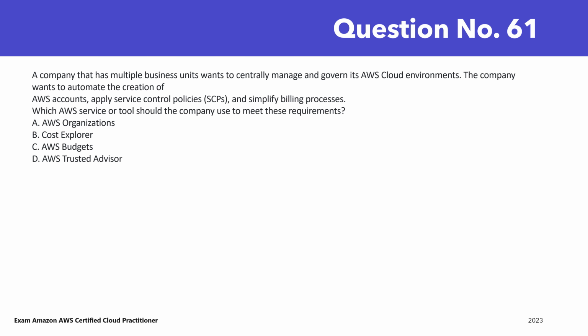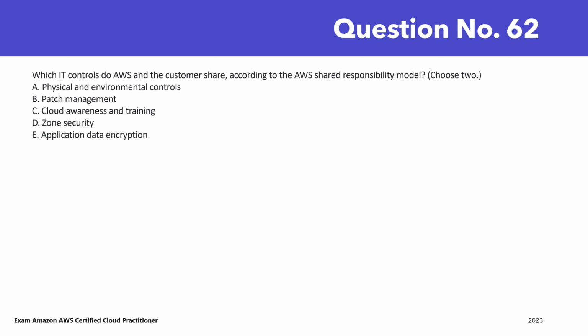A company that has multiple business units wants to centrally manage and govern its AWS cloud environments. The company wants to automate the creation of AWS accounts, apply service control policies, SCPs, and simplify billing processes. Which AWS service or tool should the company use to meet these requirements? A. AWS Organizations. B. Cost Explorer. C. AWS Budgets. D. AWS Trusted Advisor. Correct answer, A.